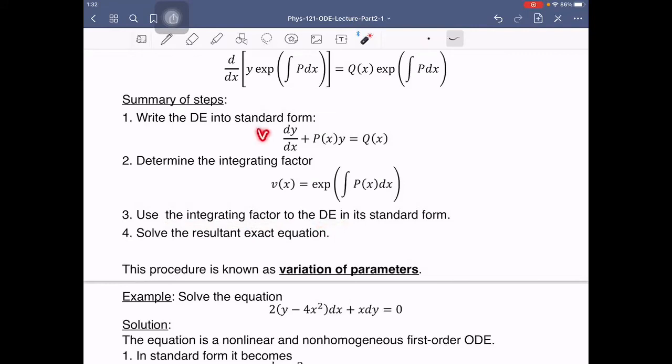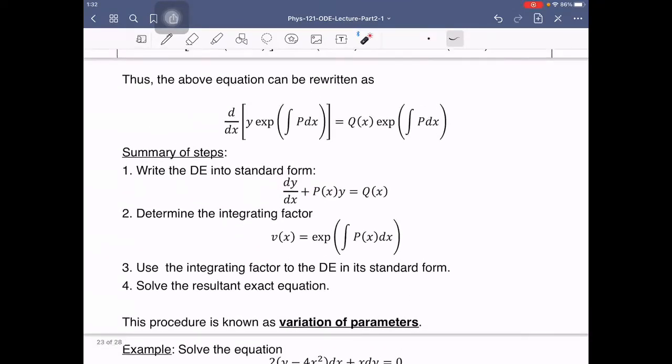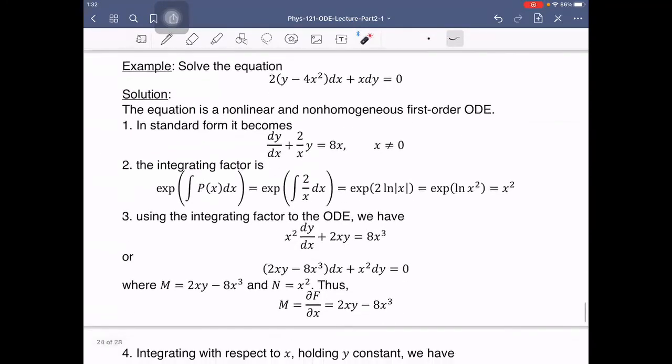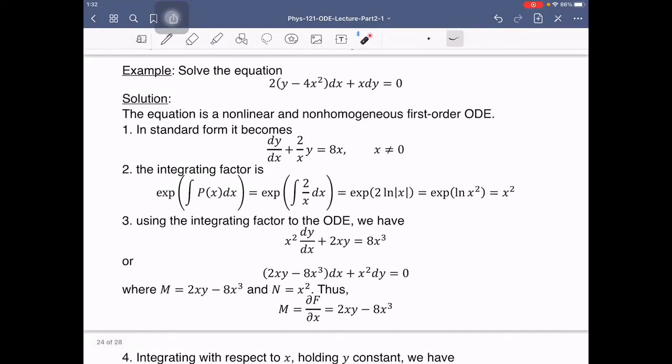So, you multiply the integrating factor. Okay? Alright. Then solve for the exact equation. The name of this method is variation of parameters. Why variation? Because you use an integrating factor so that the equation becomes easier to solve. Alright? So, let's use an example to show this.